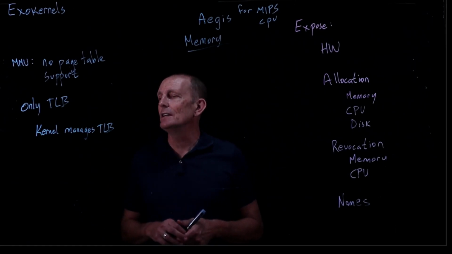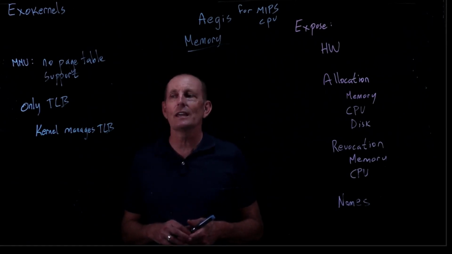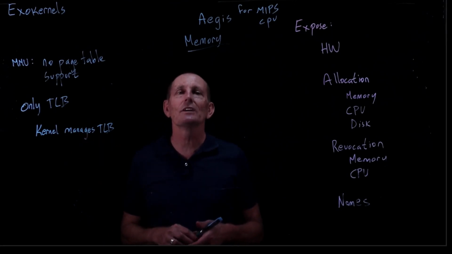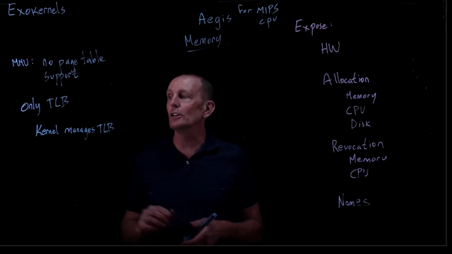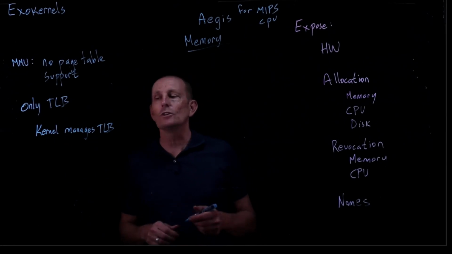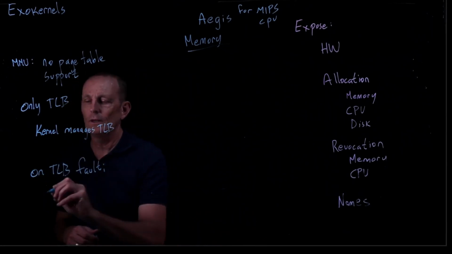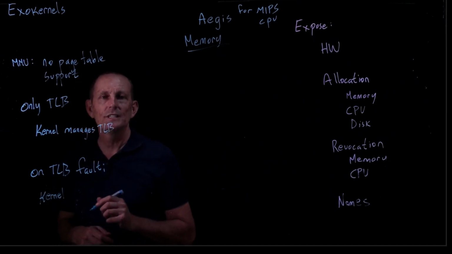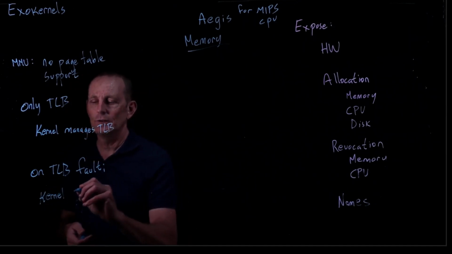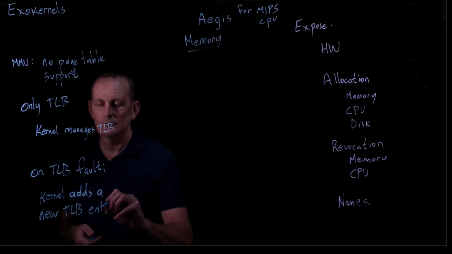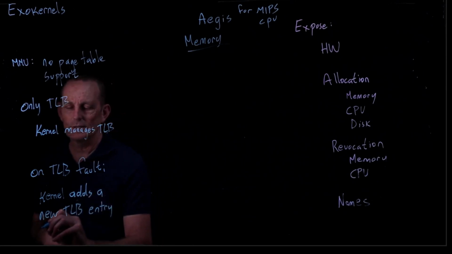And the TLB is basically, the TLB is always a cache. The TLB here is a cache for the kernel actually to do this mapping. So what happens is on a TLB fault, the kernel will add a new TLB entry covering the faulting virtual address.